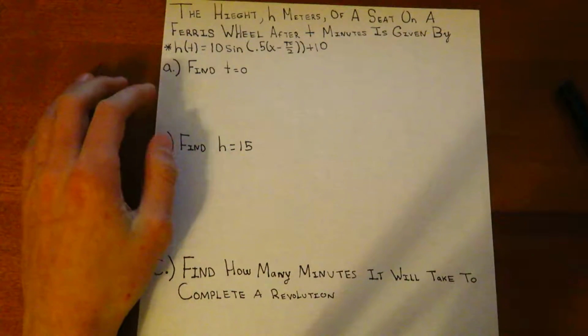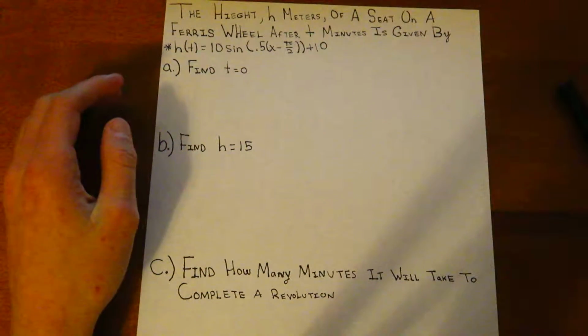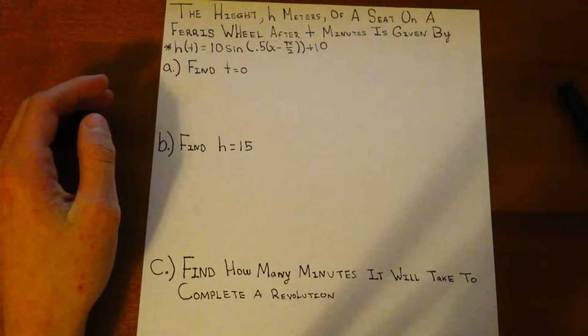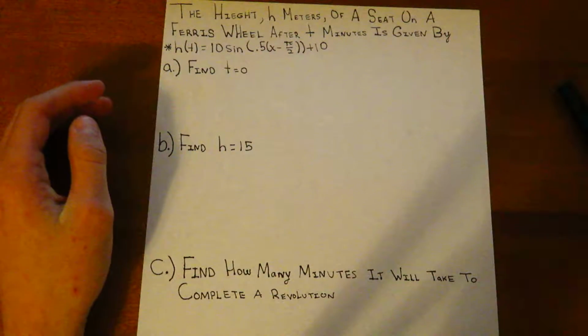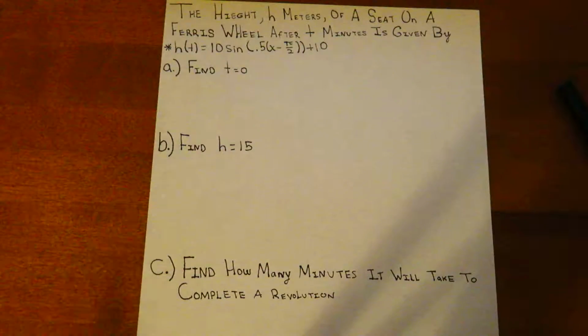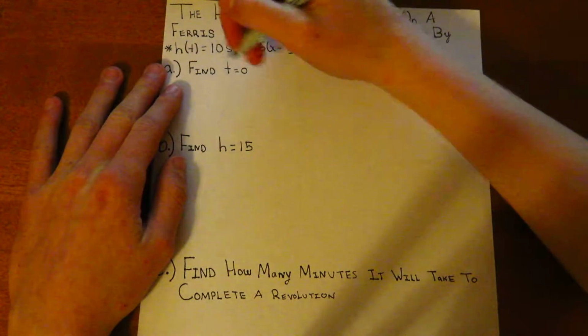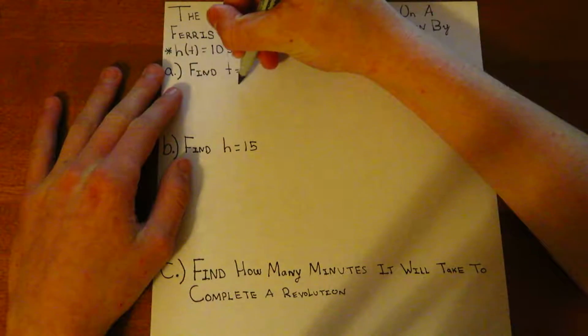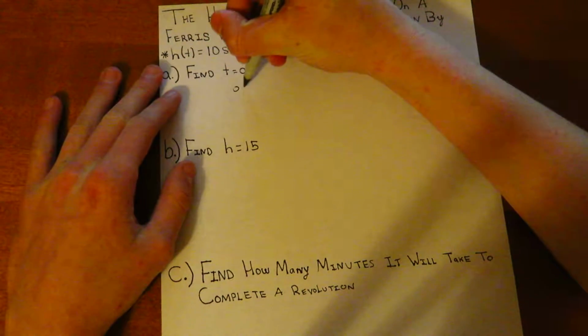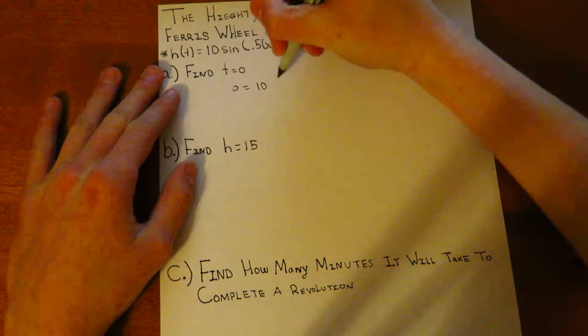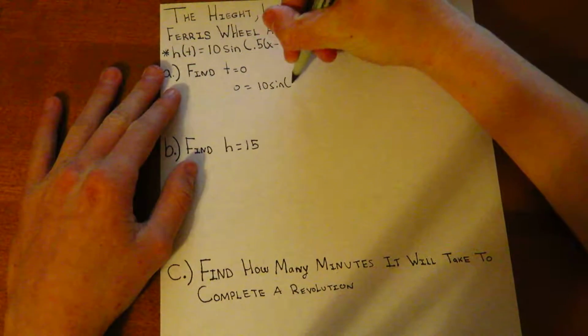The height h meters of a seat on a Ferris wheel after t minutes is given by h of t is equal to 10 sine of 0.5x minus pi over 2, plus 10. For part A, we have to find when t is 0. This is very easy. All we have to do is put 0 at the end of it and set it equal to 0, like this.